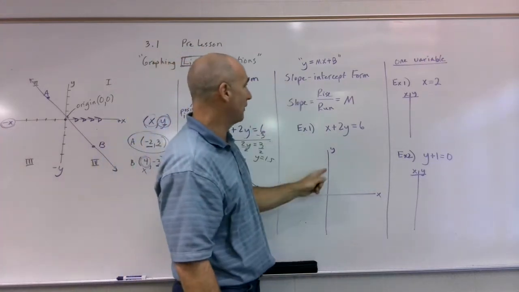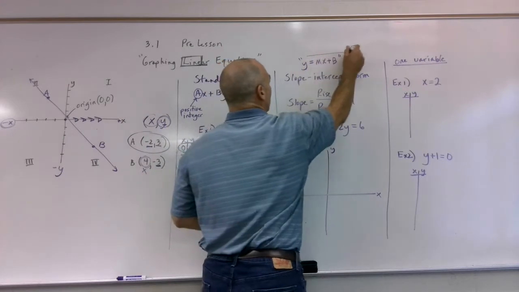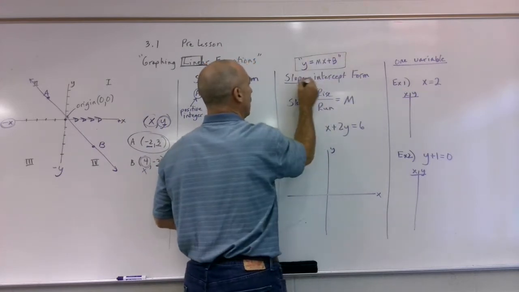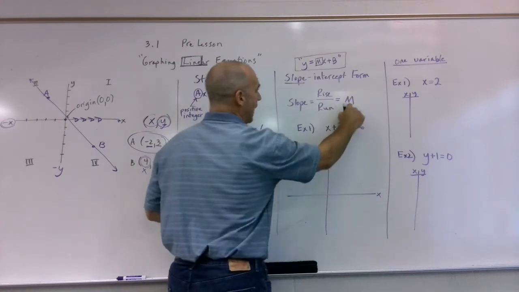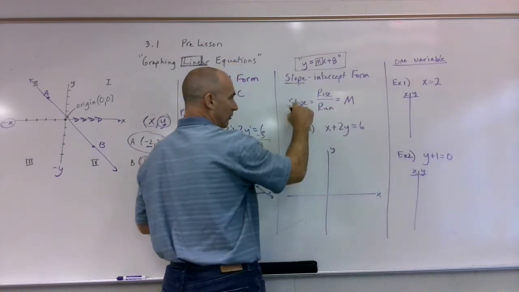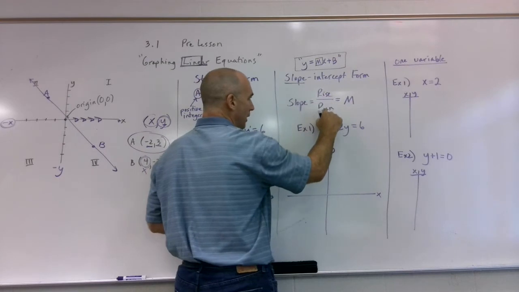And you guys have been taught this before. Good old y equals mx plus b. m is called the slope. Where does that come from? The letter m. Remember, m equals slope, and slope equals rise over run.